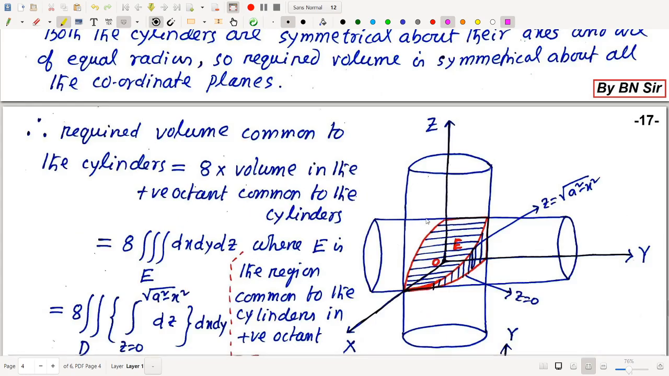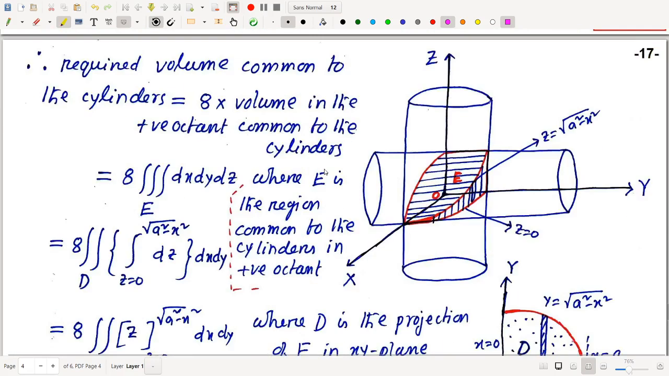Now the common portion of the cylinders in all the octants is the same. So if we find the volume common to the cylinders in the positive octant, the first octant, and multiply it by 8, because there are 8 octants. The 3 coordinate planes divide the whole space into 8 compartments called octants. So we multiply this volume by 8 and get the total volume common to the cylinders. Therefore the required volume common to the cylinders is 8 into the volume in the positive octant common to the cylinders.